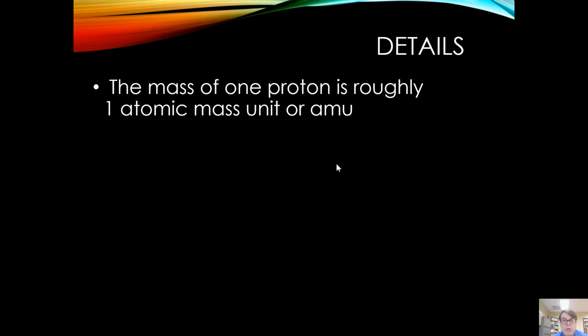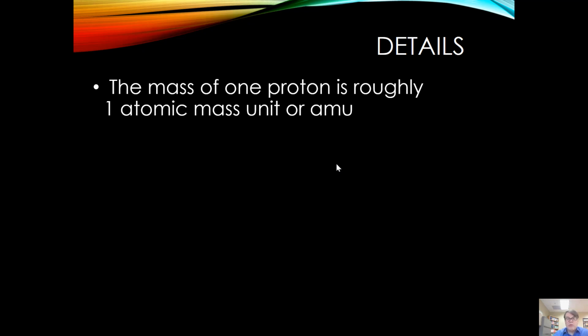So some details to end up this video. The mass of 1 neutron or 1 proton: a neutron and a proton are about the same mass. A neutron is just slightly more massive than a proton. It's almost like if you took the mass of a proton and added the mass of an electron, you'd get a neutron. But for all intents and purposes, for lay people like me, we can say that 1 atomic mass unit, or 1 AMU, is roughly the mass of a proton, or roughly the mass of a neutron. Not exactly, because it's actually a little bit more.